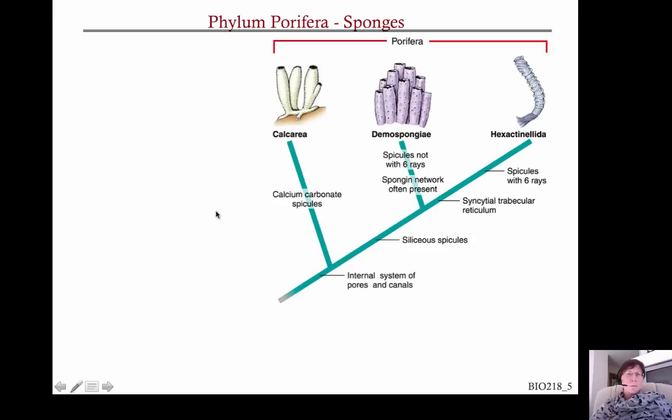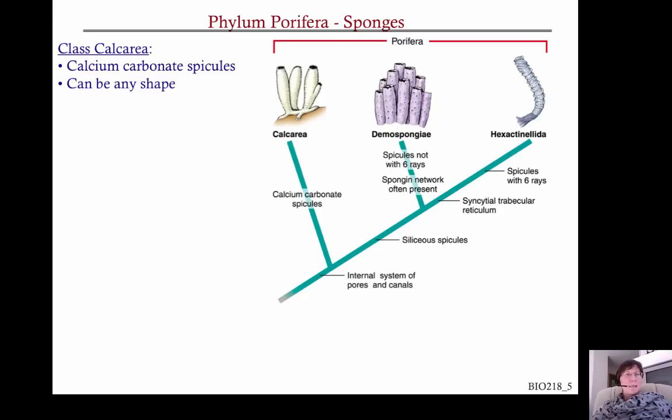Okay, let's talk about the classification of sponges. So here's that tree again. You should commit this tree to memory. So you should know that the Hexactinellida and the Demospongiae are sister taxa, and sister to them are the Calcarea. So now we've covered the general characteristics of sponges. We're now going to talk about the unique features of each of the three classes.